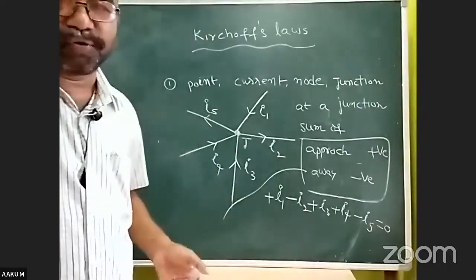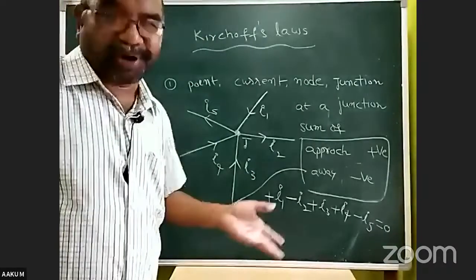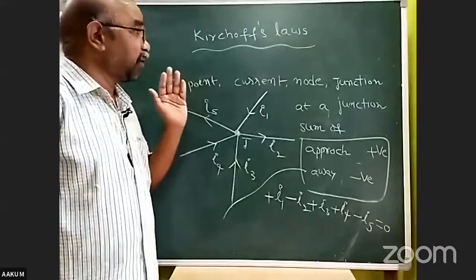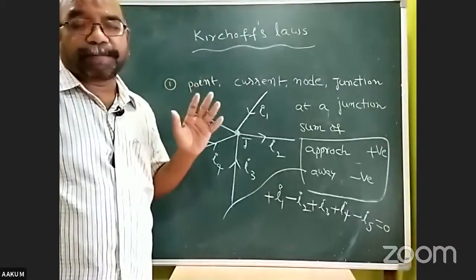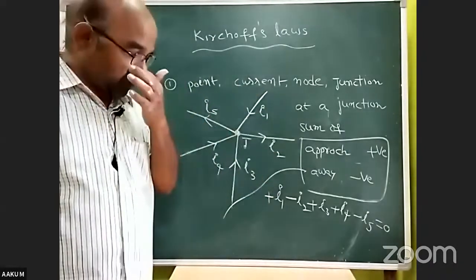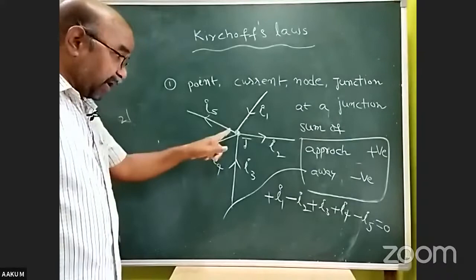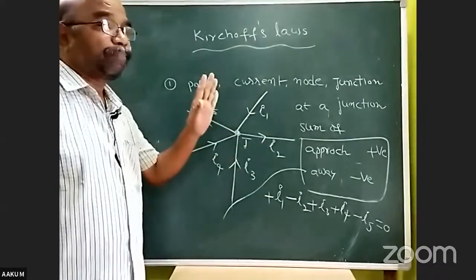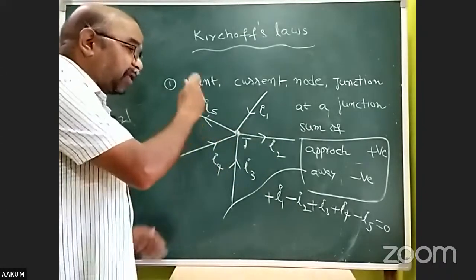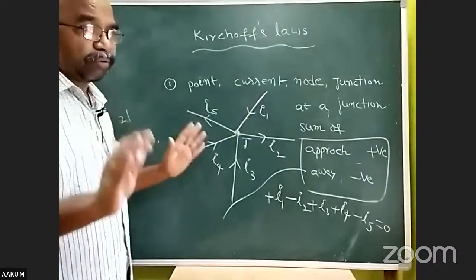If you give a negative sign to the approaching currents, you must give the positive sign to the receding currents. So what is our junction law of currents? What is Kirchhoff's junction law? It tells about the currents at a junction. The algebraic sum of all electrical currents at a junction is 0. That means how much current is approaching the junction, the same must leave the junction. Therefore, the total becomes 0.